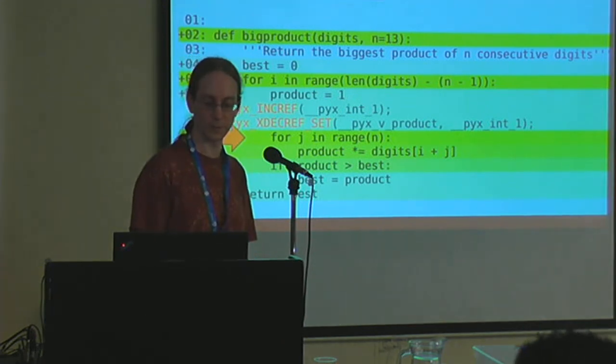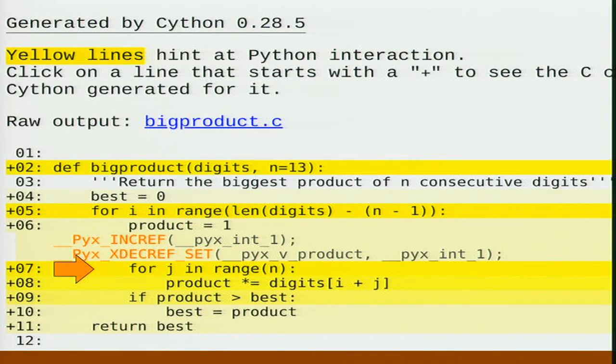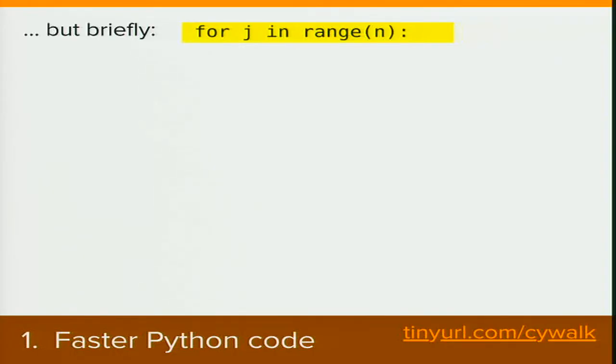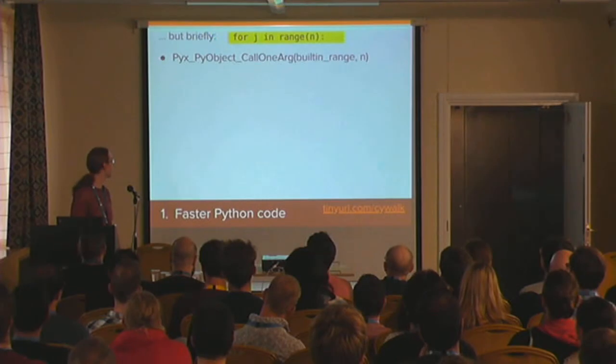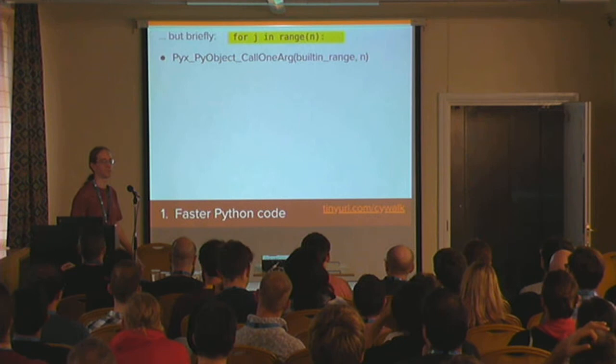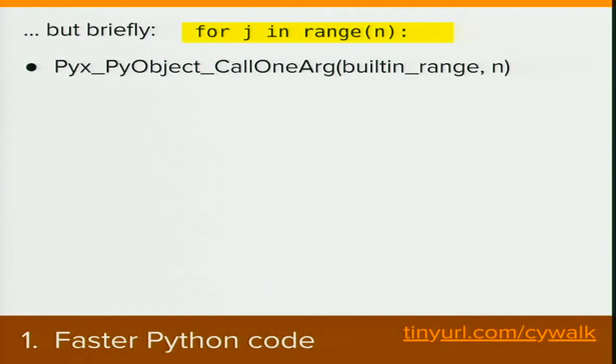We'll have a look at one of the deeper yellow ones now, for j in range n. Now, if you're writing C straight up, you might expect to write something like for j equals 0, j is less than n, j++, and leave it at that. But if we click on this, we can see what Cython generates for it, and it's quite a lot. So don't worry, I'm not going to make you read all of that. But briefly, what it's doing is that it's calling into Python, and it's passing the built-in range function, which, don't forget, in Python we can override if we really want to, and the object that we call n. We're getting the result of that back.